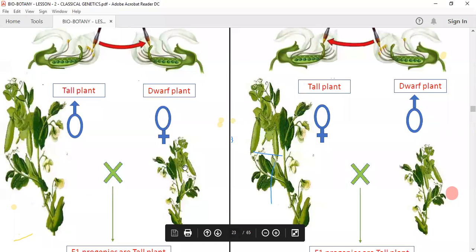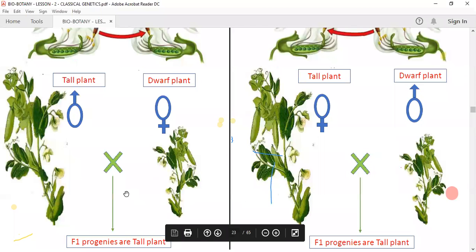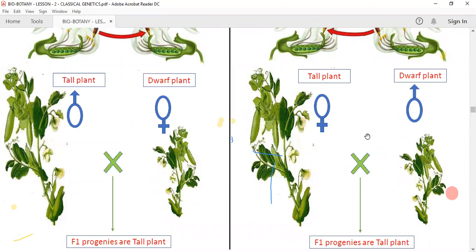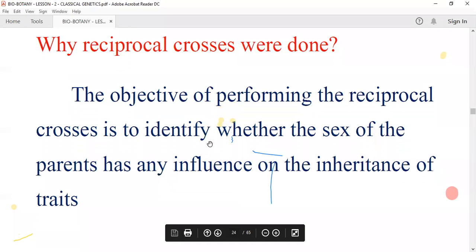Okay, so we don't want to waste the time. Why do we have to do the reciprocal crosses? The objective of performing reciprocal crosses is to identify whether the sex of the parents has any influence on the inheritance of the traits. Why are we doing this with male and female? Suppose we change the male or female, whether the character is going to change or not. So for that confirmation only we are doing these reciprocal crosses. Okay, I think are you able to understand the reciprocal crosses? Okay, shall we move to the next one?